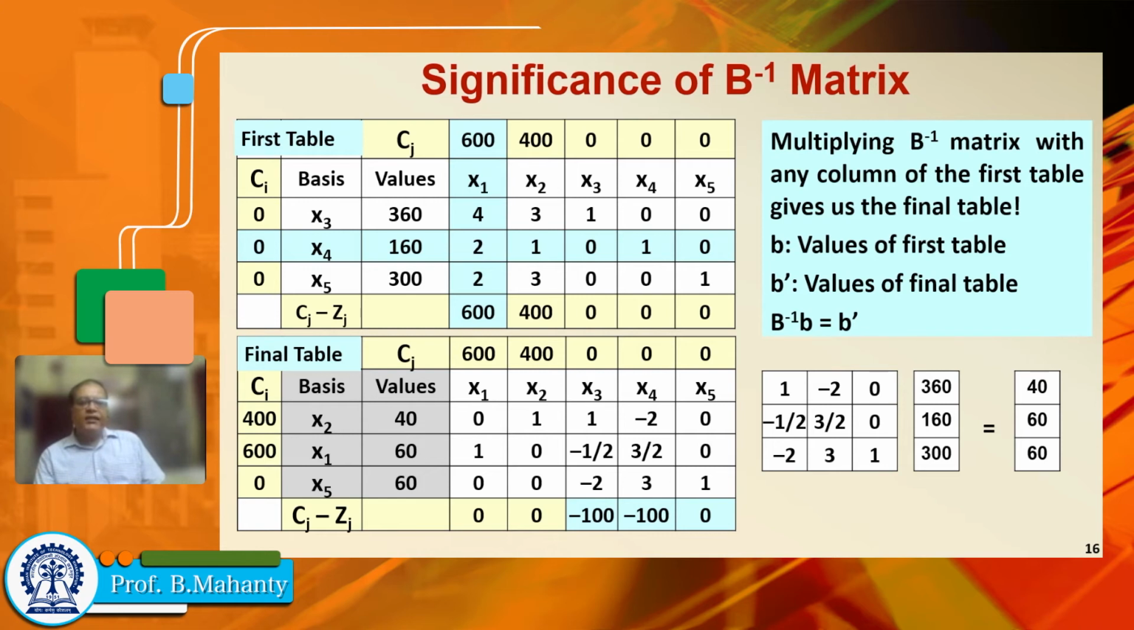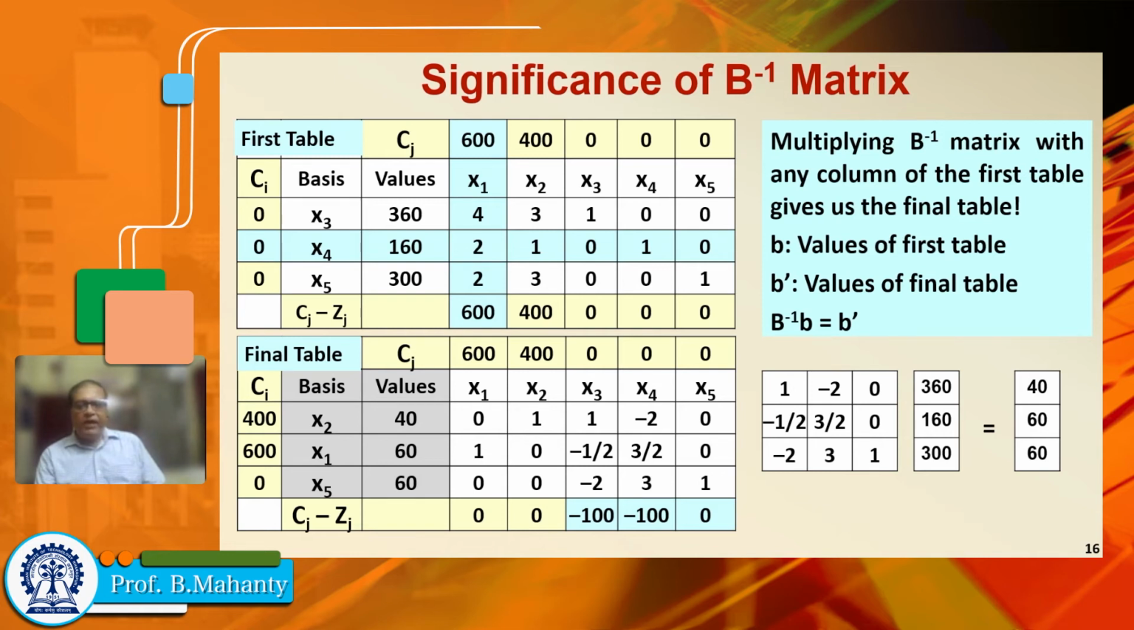The significance is that if we multiply the B inverse matrix with any column of the first table, then we shall get the corresponding final table column. So let us first talk about the values. This is the value: 360, 160 and 300. Let us pre-multiply these values with B inverse. So B inverse b equals b dash. b dash is these values.